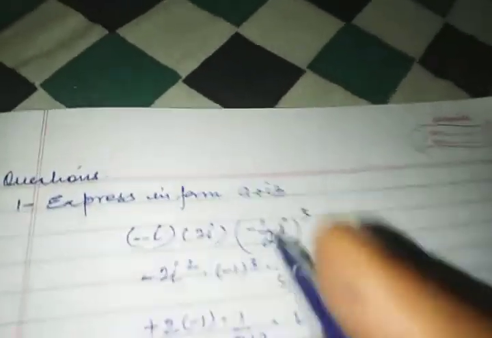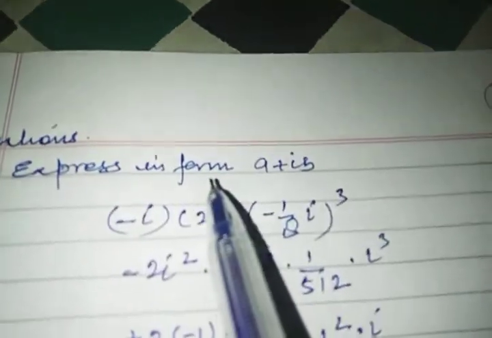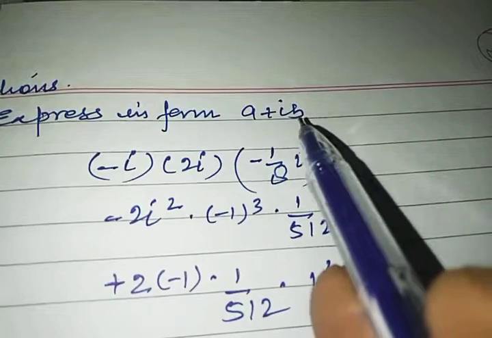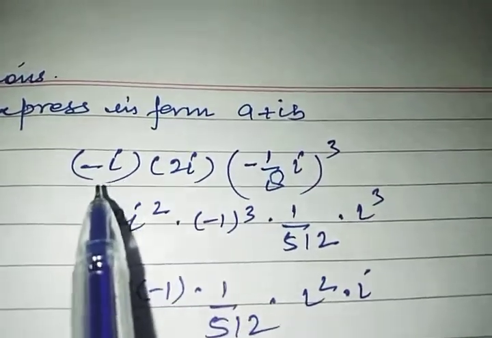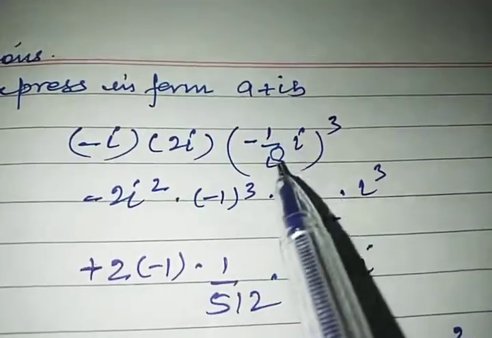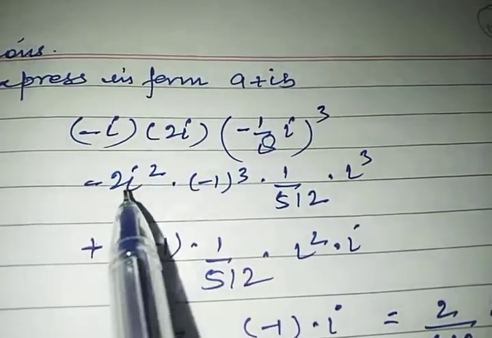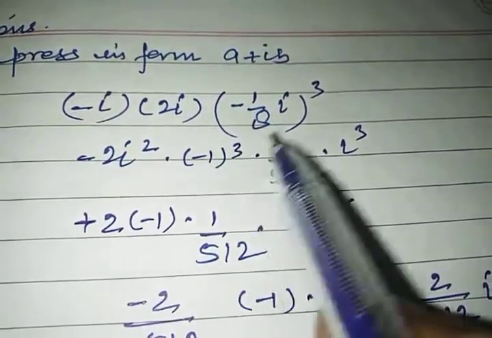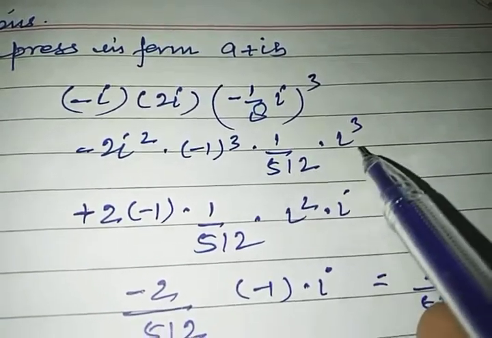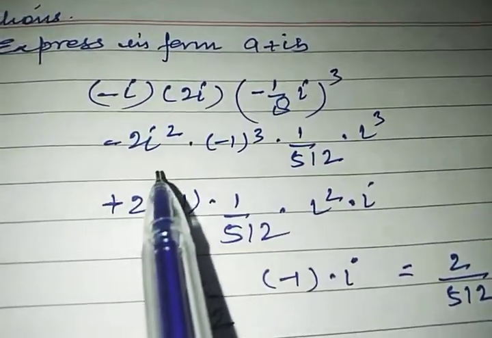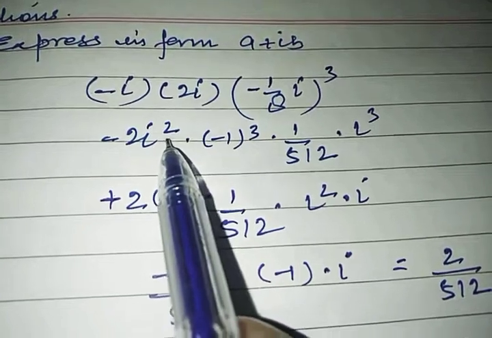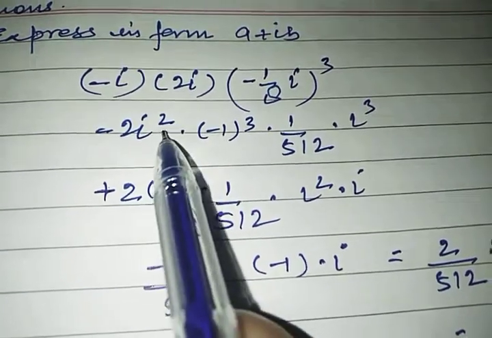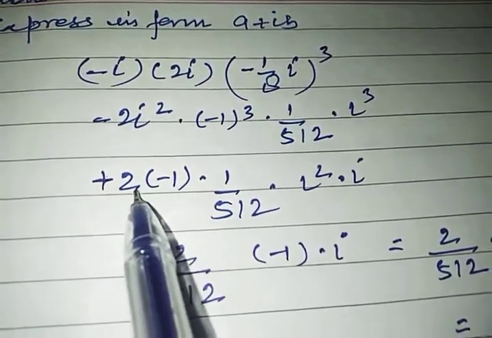And some questions I have taken here. Express in the form of a + ib, means write in the form of a complex number. This is (−i)(2i)(−1/8 i) whole cube. So this is minus 2i square, (−1) cube is here, 1 upon 8 will be 512, this is i cube. So i square is minus 1, so this will be plus 2.